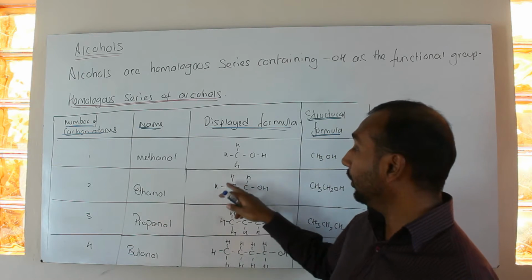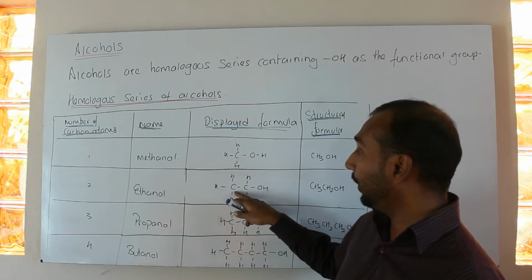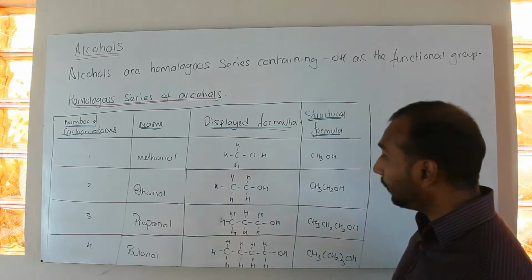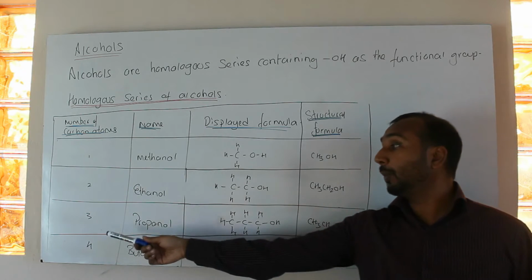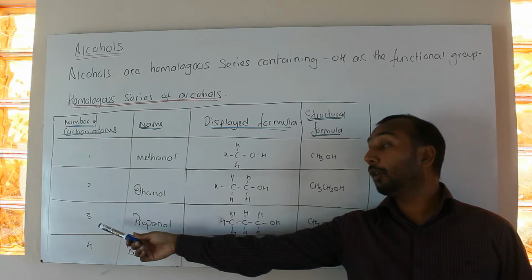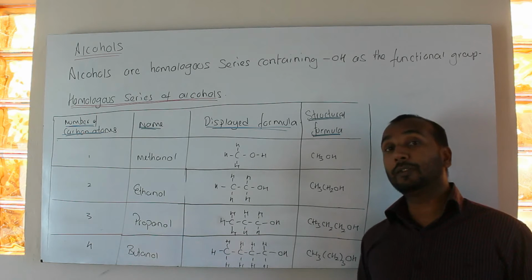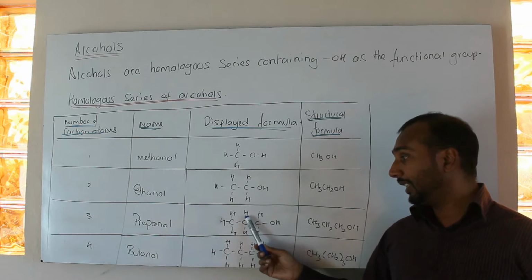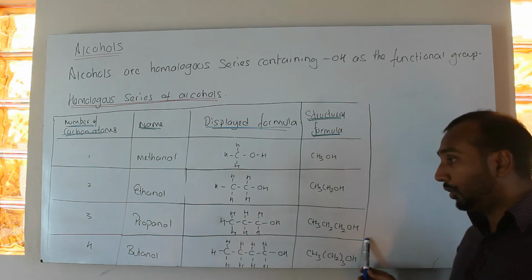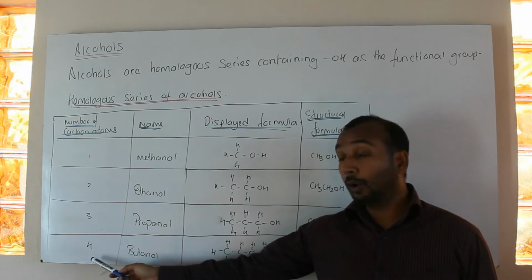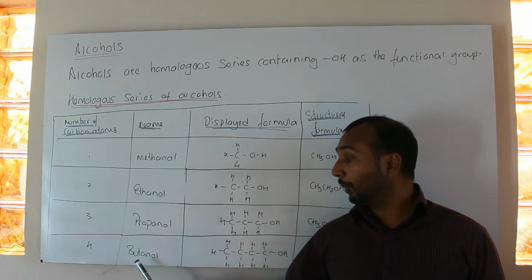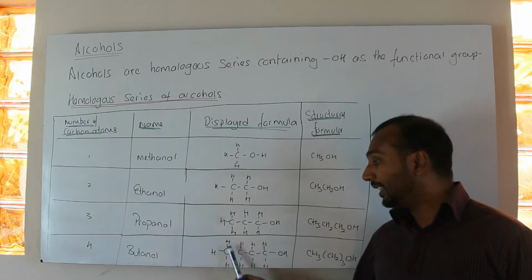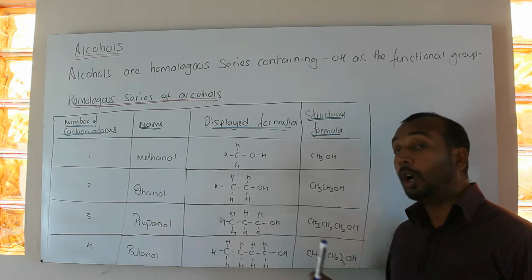Ethanol has 2 carbons, CH3CH2OH. If we look at propanol, it's the third member of this homologous series. It contains 3 carbon atoms, 1, 2, 3. So it's CH3CH2CH2OH. If we have 4 carbon atoms, then we have butanol. This is the displayed formula for butanol, CH3CH2CH2CH2OH.